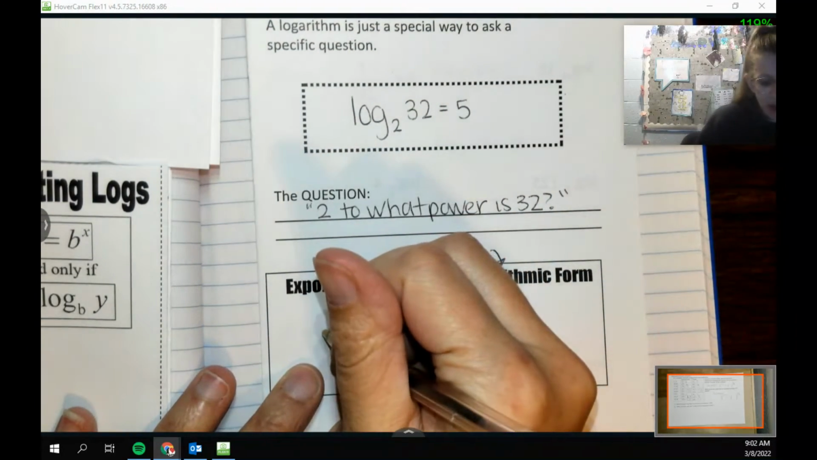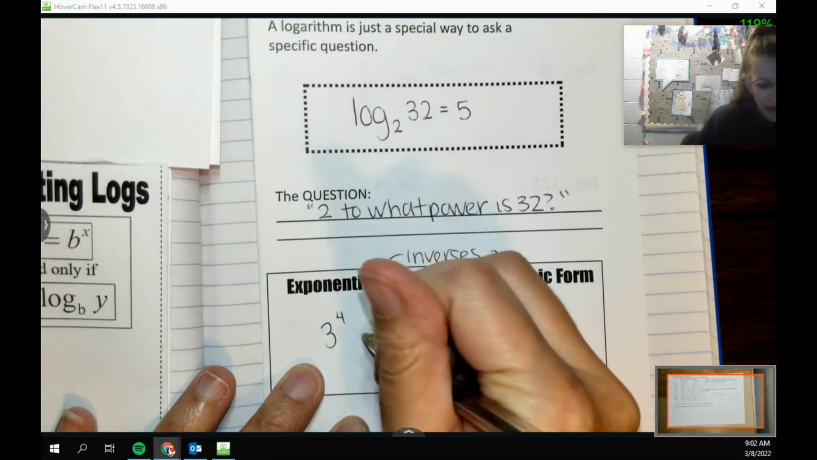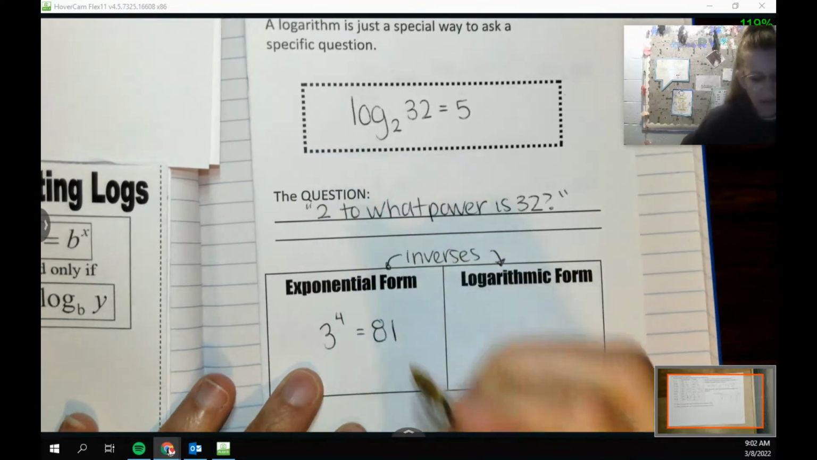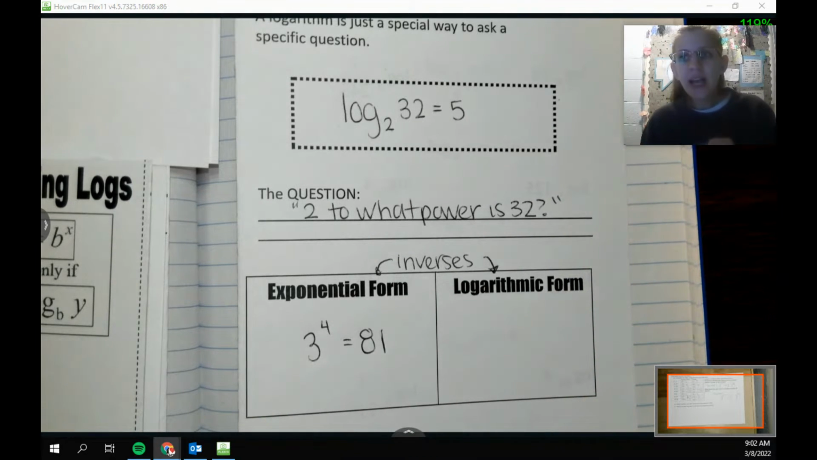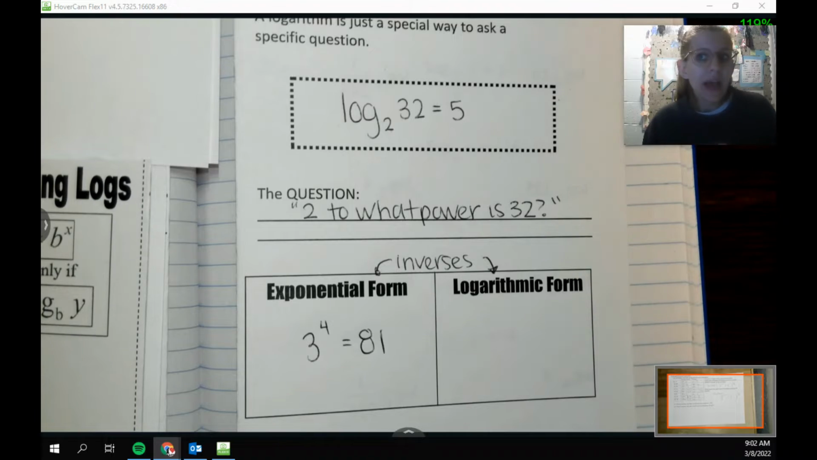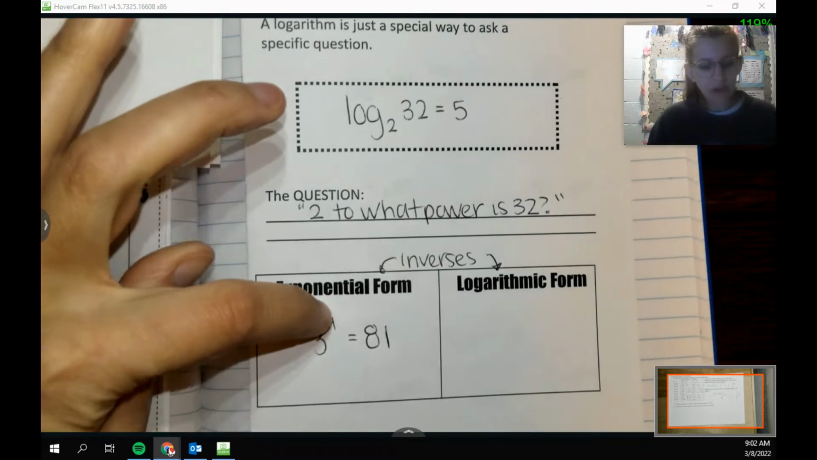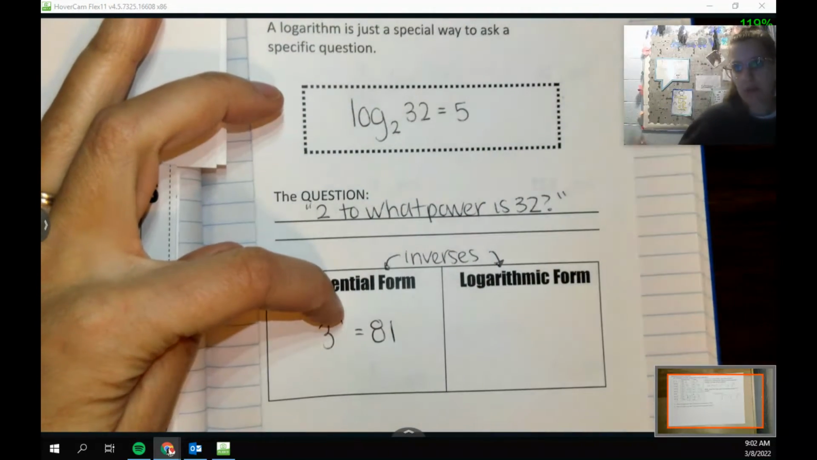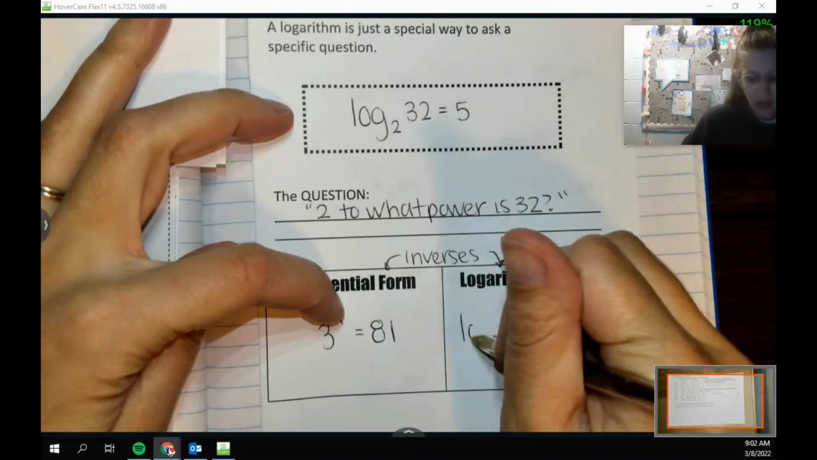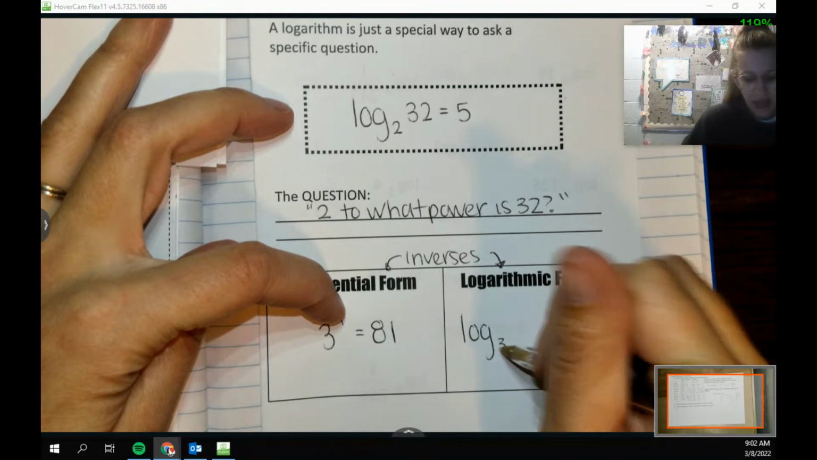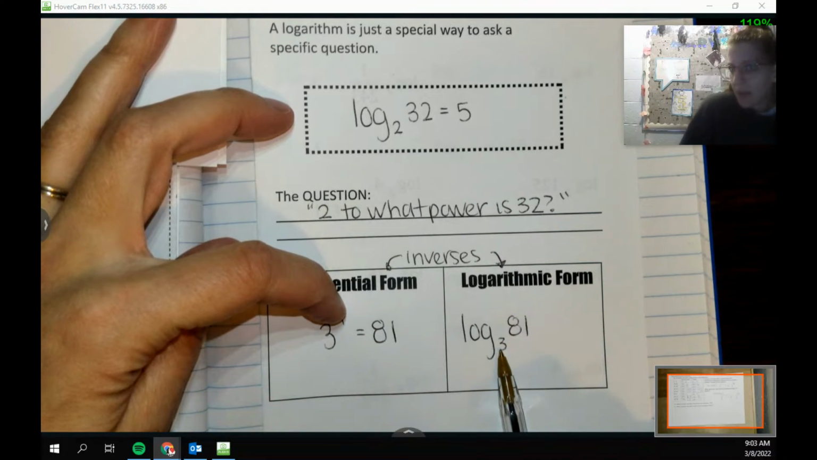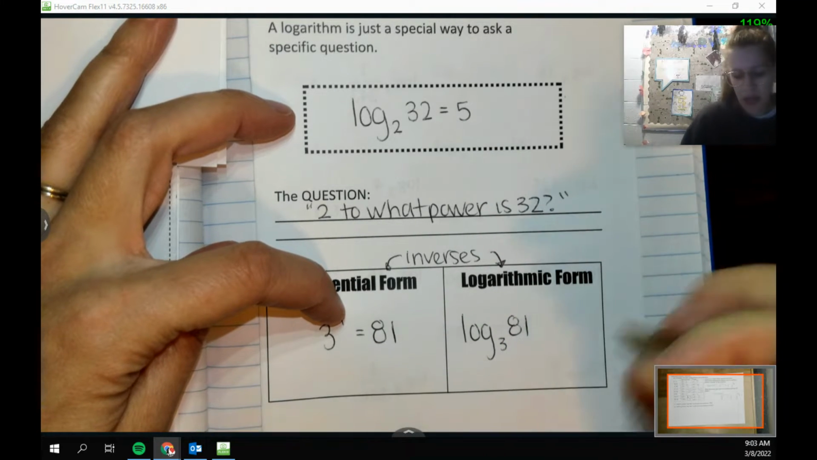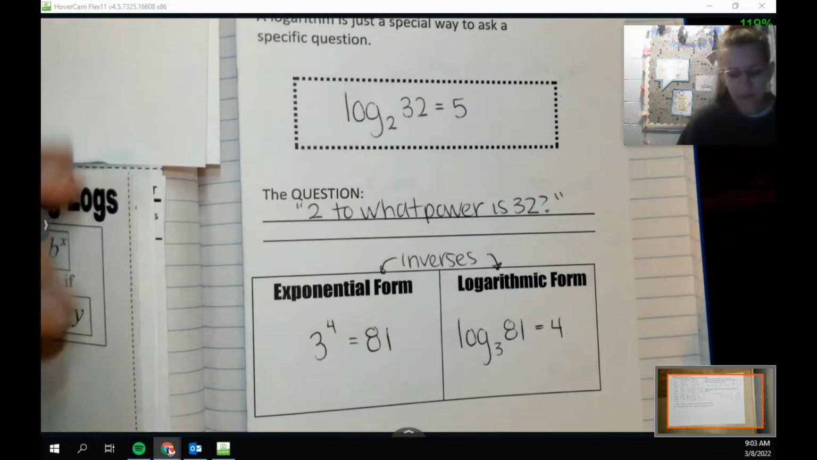If I had something like 3 to the 4th power, I know that that is 81, because 3 times 3 times 3 times 3. And what a logarithm will do for me is if I didn't know that power, like if I didn't know it was 4, a logarithm will get that power for me. So we would say log base 3 of 81. So 3 to what power is 81? Well, we know it's 4.